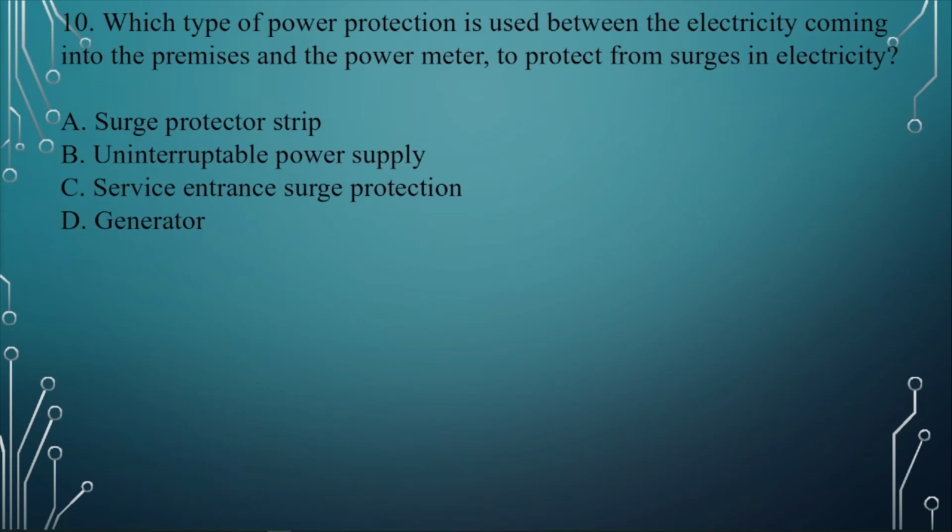Question number 10. Which type of power protection is used between the electricity coming into the premises and the power meter to protect from surges in electricity? A. Surge protector strip. B. Uninterruptible power supply. C. Service entrance surge protection. And D. Generator.